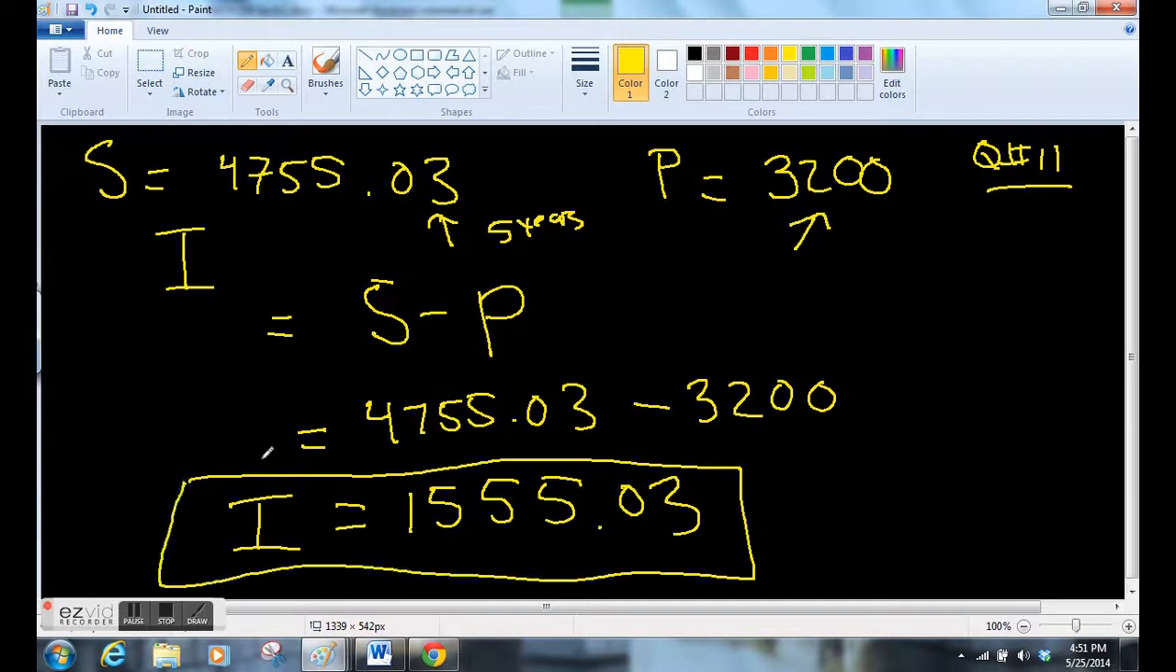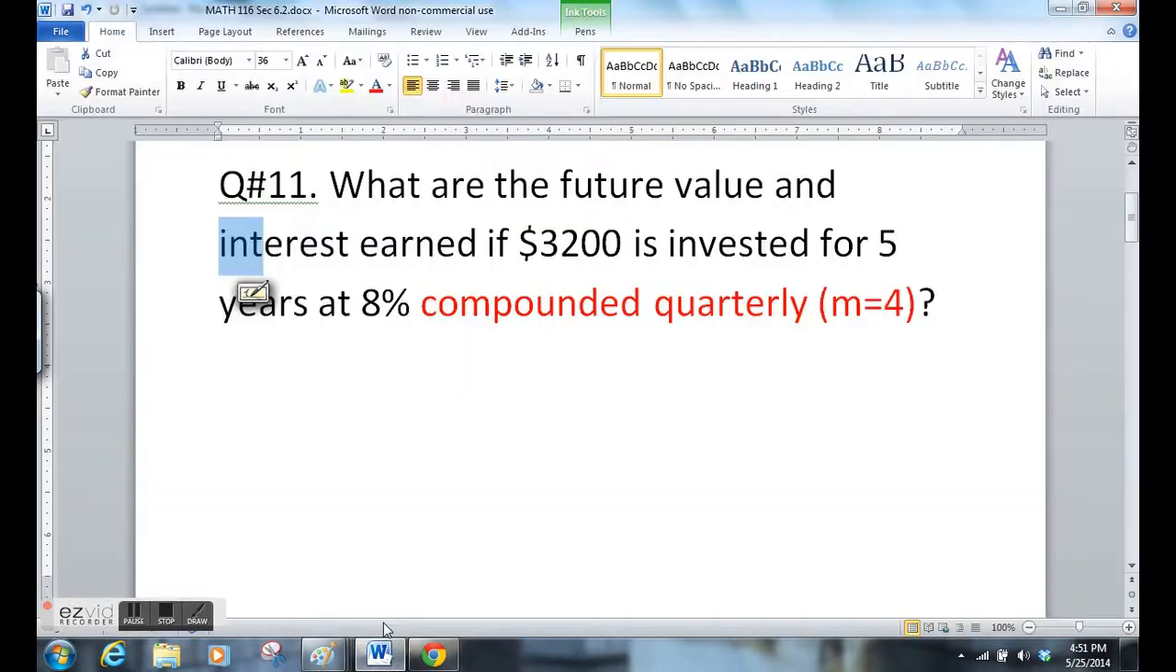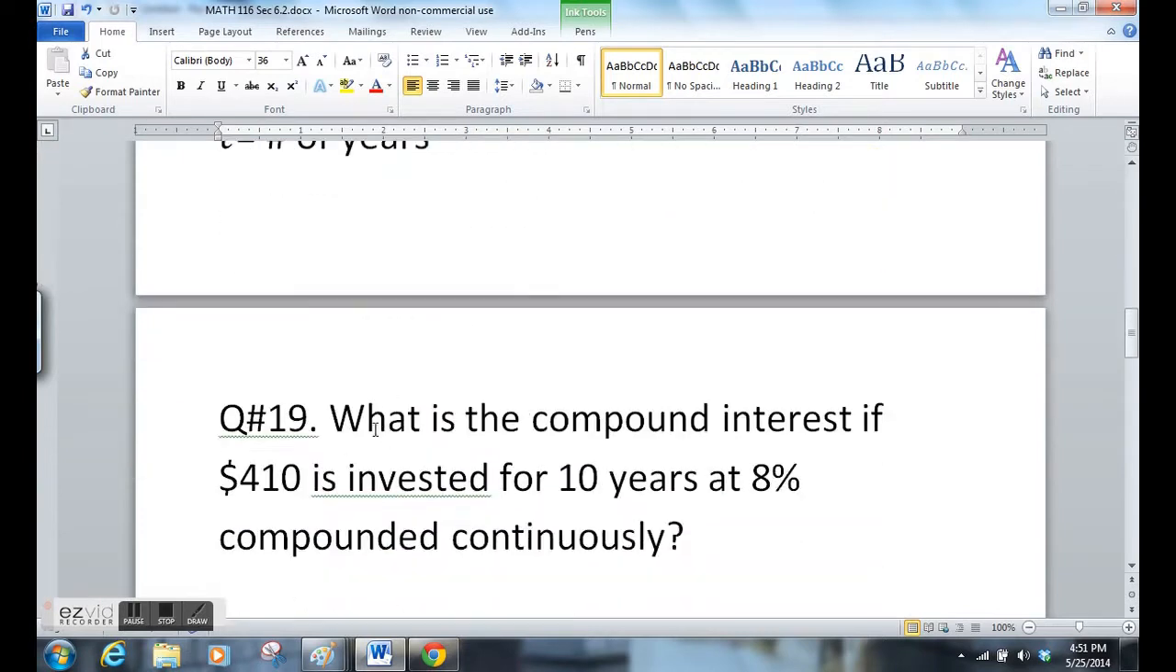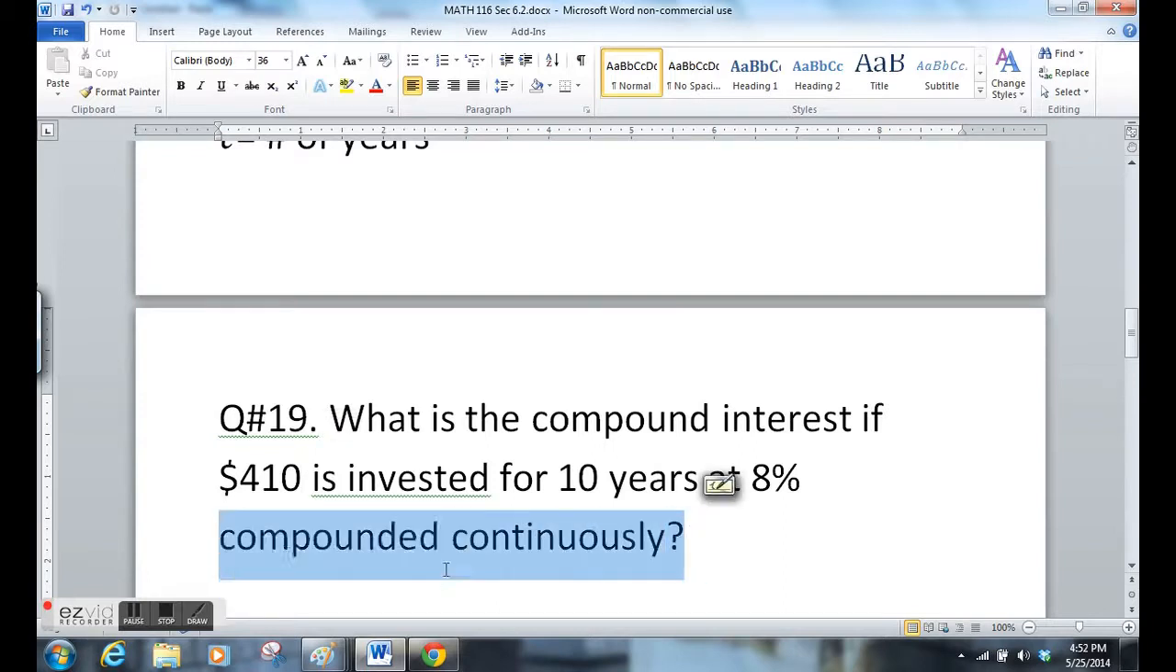I like it. Okay, here's the next question. There's periodic compounding. We just did that. Question 19. What is the compound interest if $410, so now you just start with 410, but you're putting it away for 10 years. Good for you. You're just going to leave it alone at 8% compounded continuously. So in this case, you'll notice it's compounded continuously. It's constantly adding, as opposed to being compounded every 3 months, compounding quarterly.